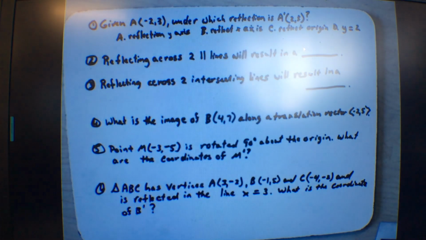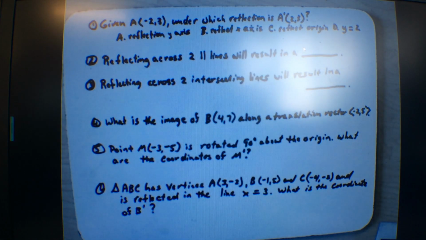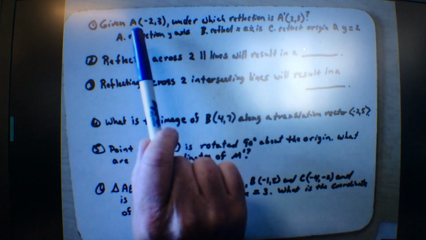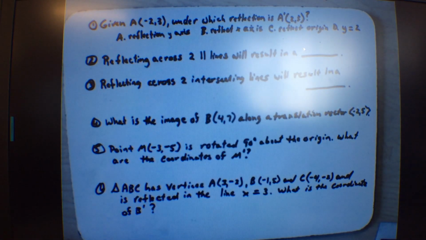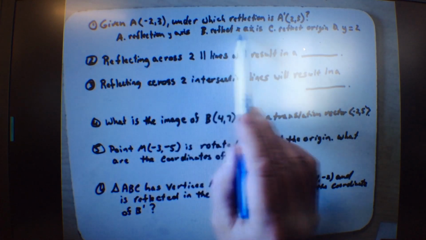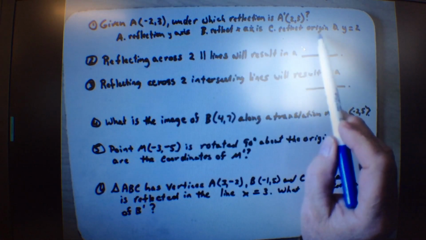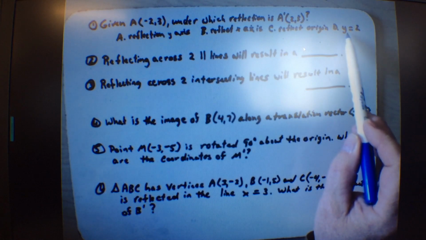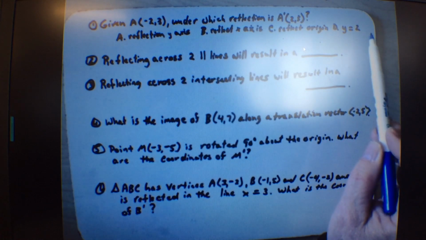Okay, so this is the chapter 3 review. It says, given A is (-2, 3), under which reflection is A prime (2, 3)? It's either a reflection under the y-axis, a reflection under the x-axis, a reflection of the origin, or a reflection of y equals 2. Okay?